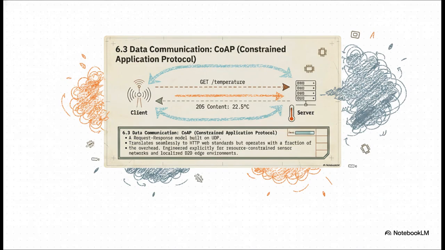Then, in total contrast, we have CoAP, the Constrained Application Protocol. This is going to feel a lot more like the traditional web browsing you do on your phone every day. It uses a synchronous HTTP-style request and response model. A client sends a GET request for the temperature. The server answers back. Simple. But the real magic of CoAP is that it does all of this with just a fraction of the overhead of normal web traffic. It's engineered specifically for those highly resource-constrained edge environments where every byte matters.